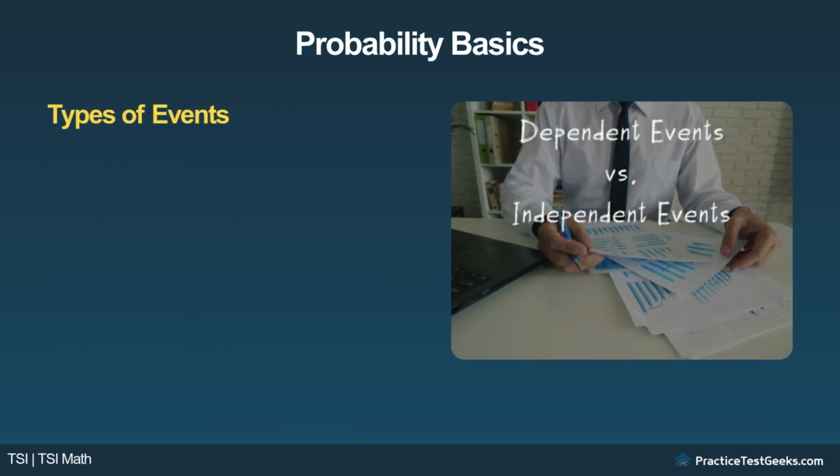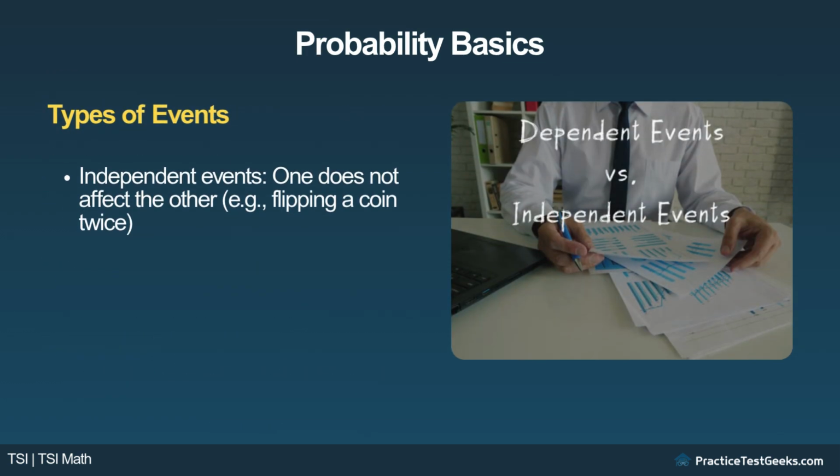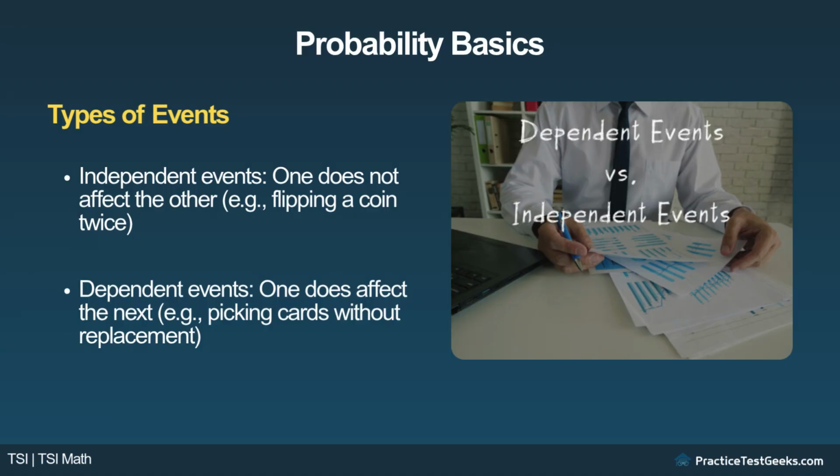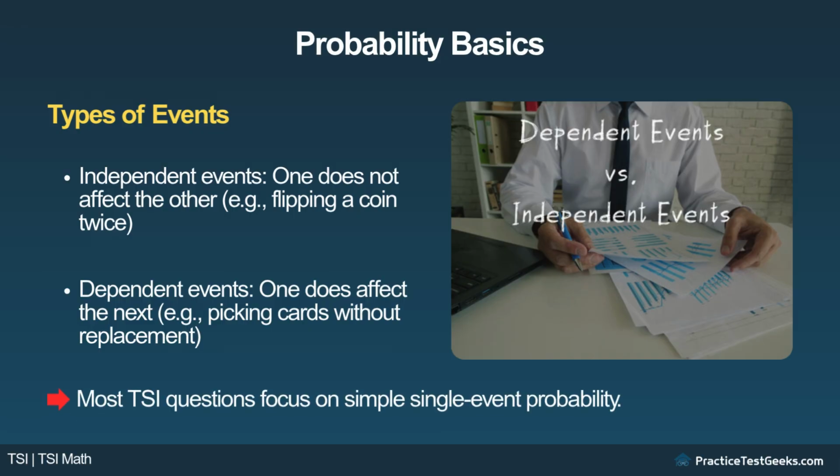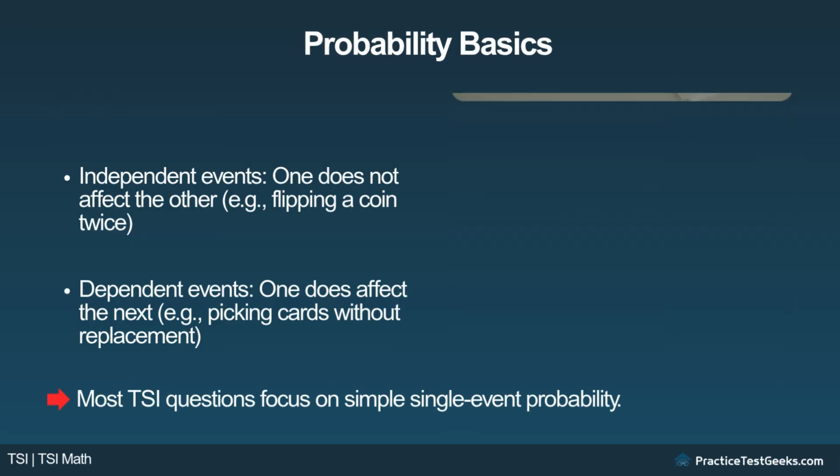Types of events. Independent events: one does not affect the other. Example: flipping a coin twice. Dependent events: one does affect the next. Example: picking cards without replacement. Most TSI questions focus on simple single-event probability.